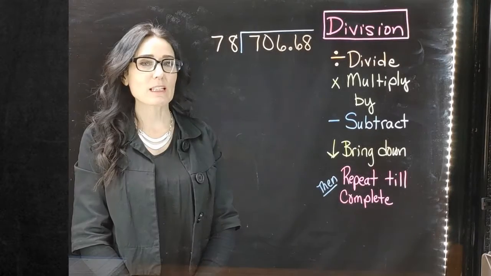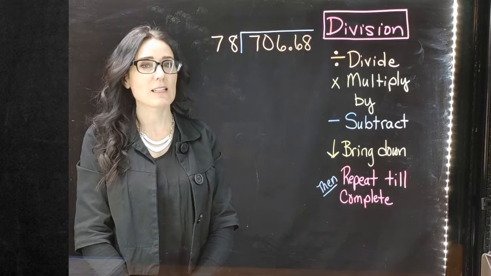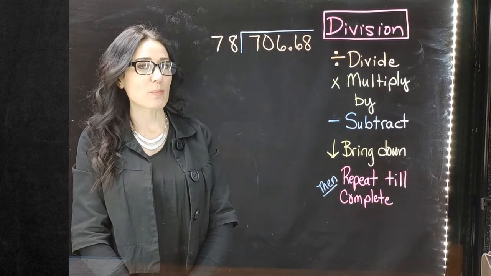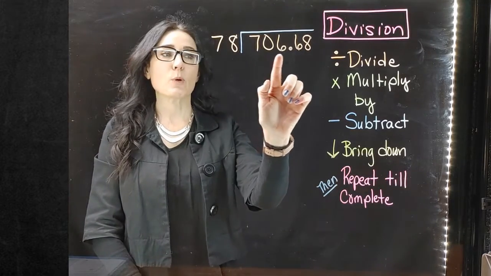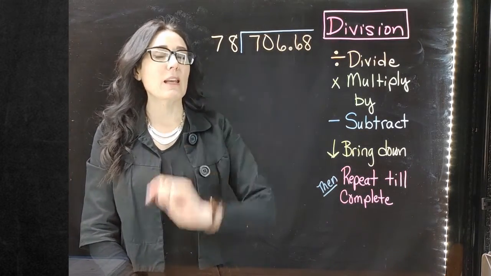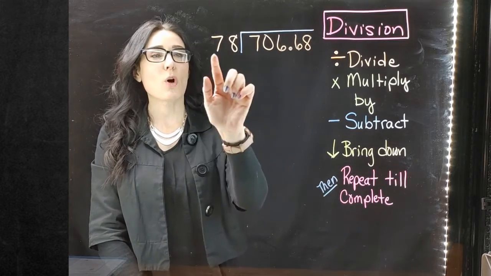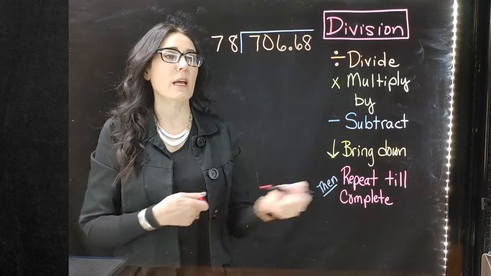Okay, so now let's go ahead and take this number, 706 and 68 hundredths, divided by 78. Now, just so you know, you can have a decimal in your dividend. We call this number the dividend, but you cannot have a decimal in your divisor. This always has to be a whole number. So when that happens, we'll show you how to do that in another video.